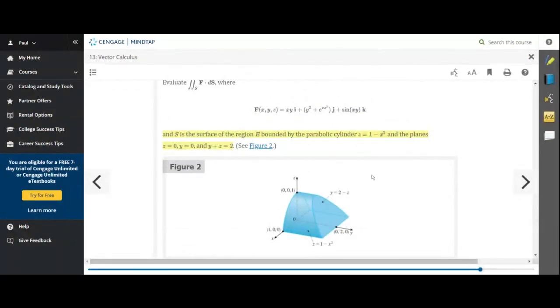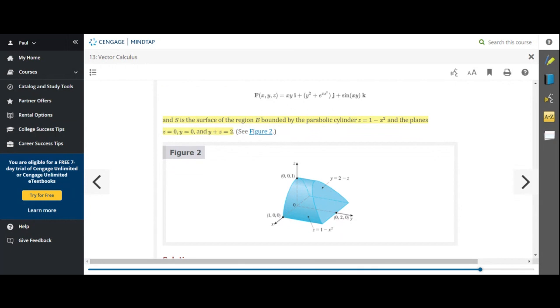Is the region E, although I like to call it solid E. Let me get it just a little bit lower. This is your surface. The surface has the parabolic cylinder z equals 1 minus x squared.